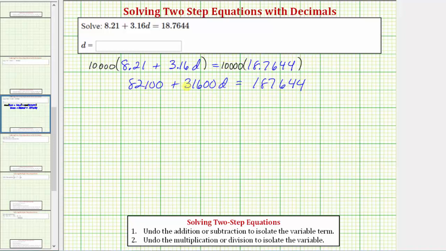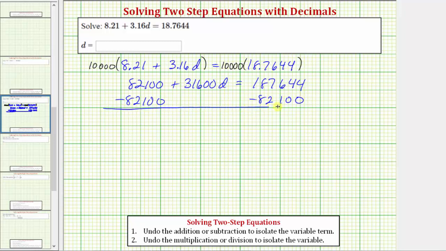Now that we've eliminated the decimals, we can solve for d in 2 steps, which is the reason why this is often called a 2-step equation. The first step is to use addition or subtraction to isolate the variable term. We need to be careful here. It might be tempting to try to subtract 31,600 on both sides, but that does not work because 31,600 is attached to the variable d by multiplication. But we can undo or eliminate positive 82,100 by subtracting 82,100 on both sides.